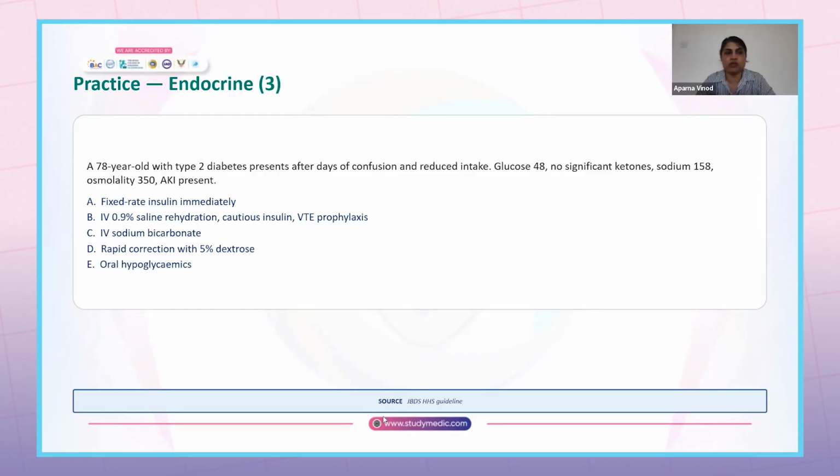So what will you do? Will you start the fixed rate insulin immediately? Will you start with 0.9% saline for rehydration, or give insulin and VTE prophylaxis? Will you give sodium bicarbonate here? Will you correct rapidly with 5% dextrose for hypernatremia, or will you give oral hypoglycemics? What will you do?